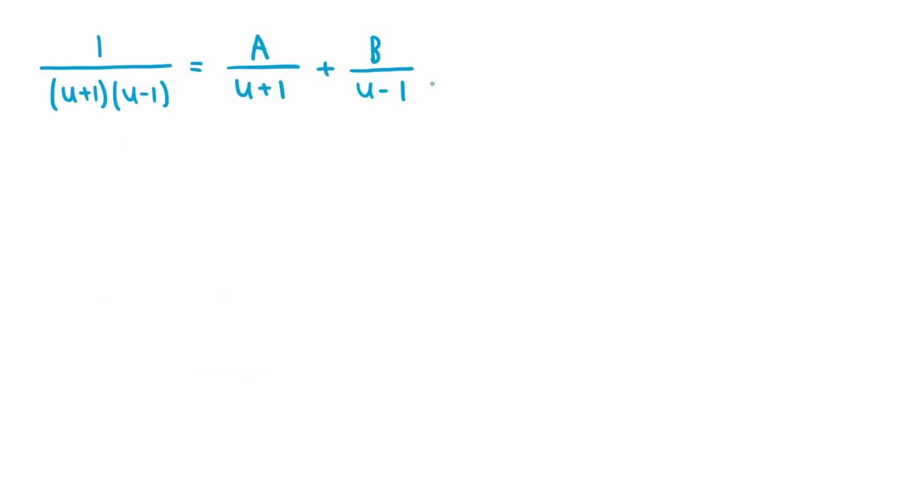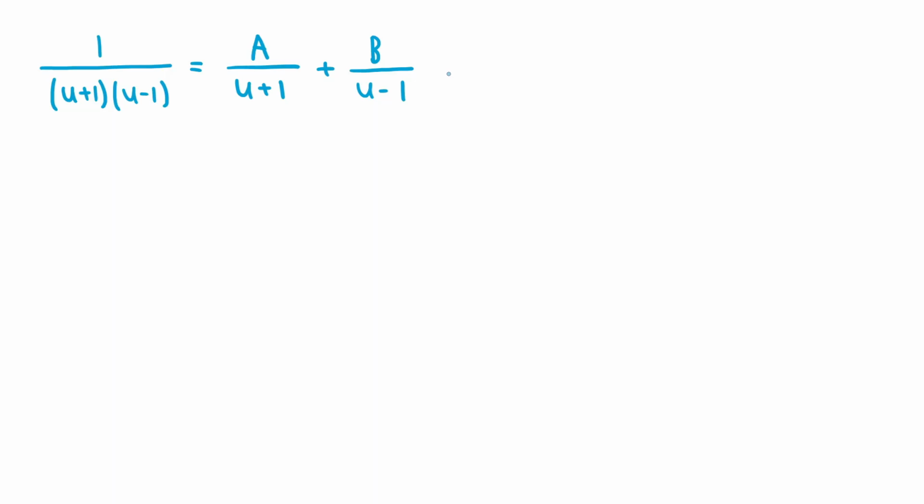So since the denominator is a product of the 2 linear factors u plus 1 and u minus 1, we would like to rewrite the rational function in the form a over u plus 1 plus b over u minus 1, where a and b are constants. That's how we do partial fractions when we have distinct linear factors in the denominator.